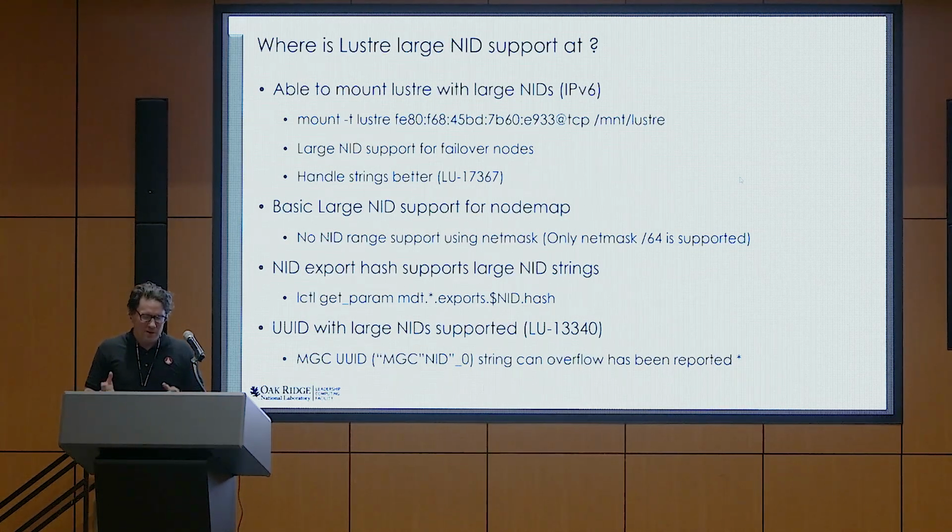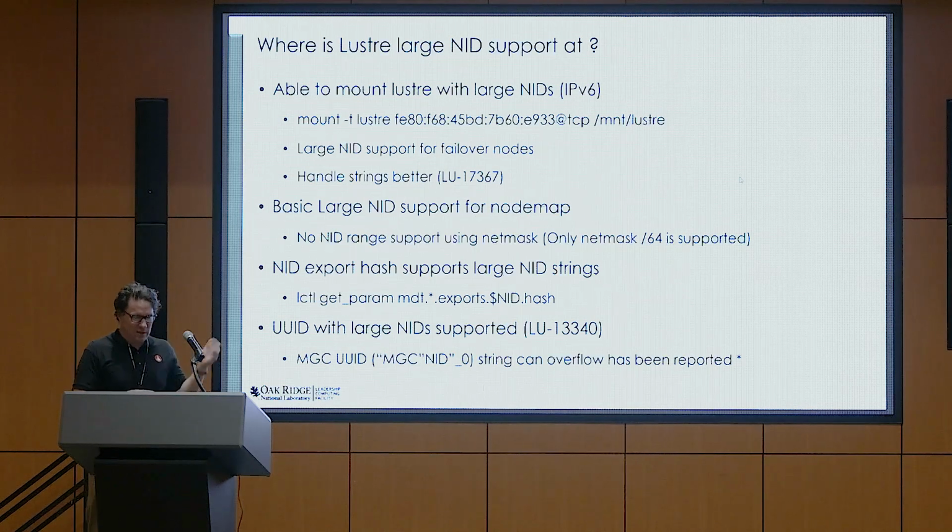Also, nodemap. We did add basic support for large NIDs. The only problem is there's only support for one NID per nodemap entry for configuration right now, so you have to add each NID one at a time. There are no ranges, so we want to add netmask support. But it's a touchy thing to do. I realize that if you misconfigure one number in the netmask, you'll go from your 20 NIDs to 100,000 NIDs in your NID range. And I don't think anybody wants to install that many.